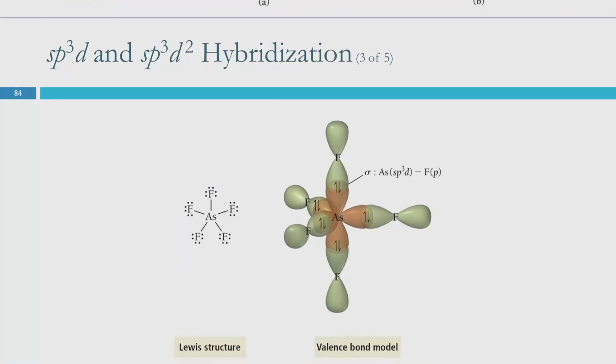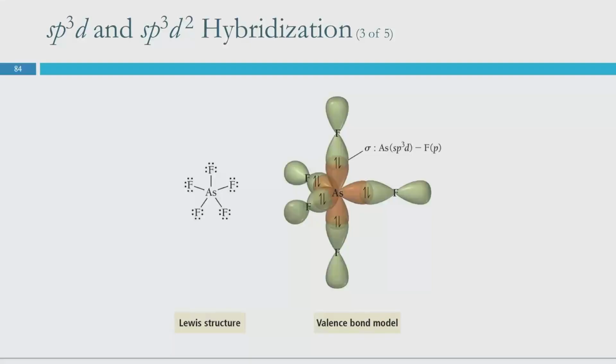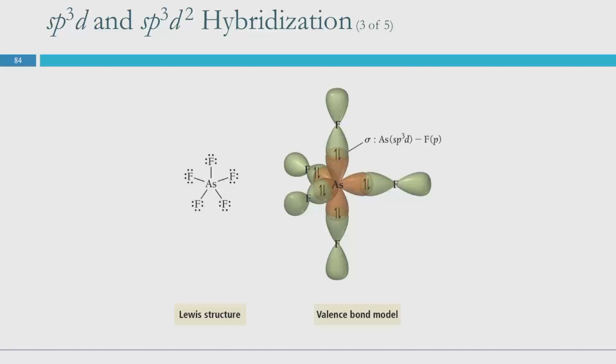And that would be something like this arsenic fluoride structure. So we've got 5 bonds. We need to form 5 bonds. We need to hybridize 5 orbitals. So we put in an s, 3 p's, and a d in that order. And we get lobes that are half filled in each of our directions, each of our trigonal bipyramidal directions.